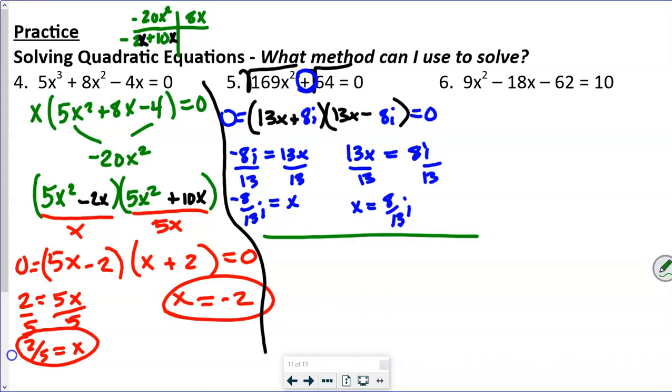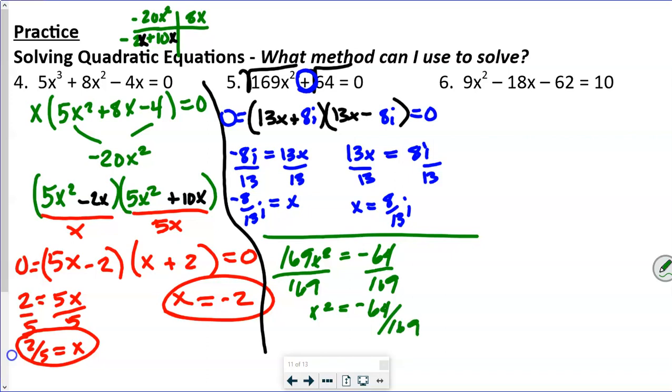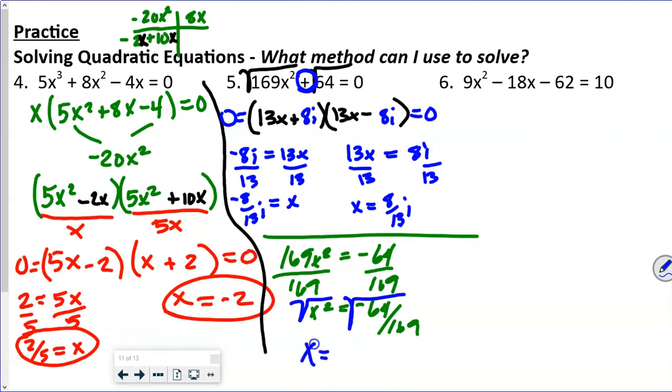The other way to do this, again, if you want to, is you could go 169x squared equals negative 64. Then divide both sides by the 169. So now you have x squared equals negative 64 over 169. So we're going to take the square root of both sides, right? So here again, we got x equals, and we're going to distribute this, right? So this would have ended up being plus or minus the square root of negative 1, square root of 64, over the square root of 169. So the answers would have been the same, plus or minus 8 over 13i. Okay? So here's our next one.